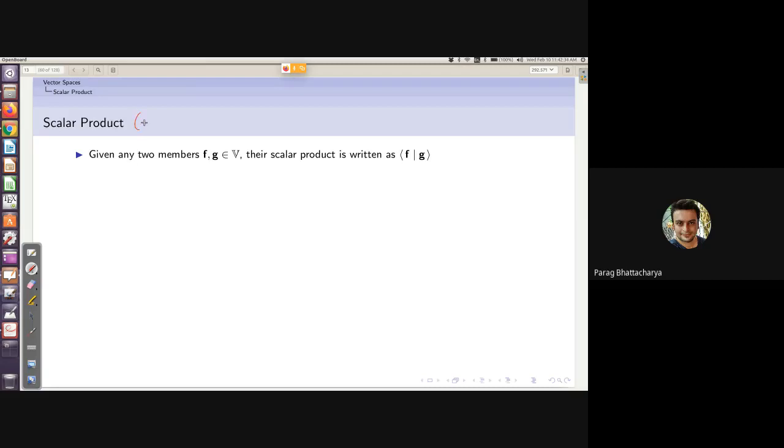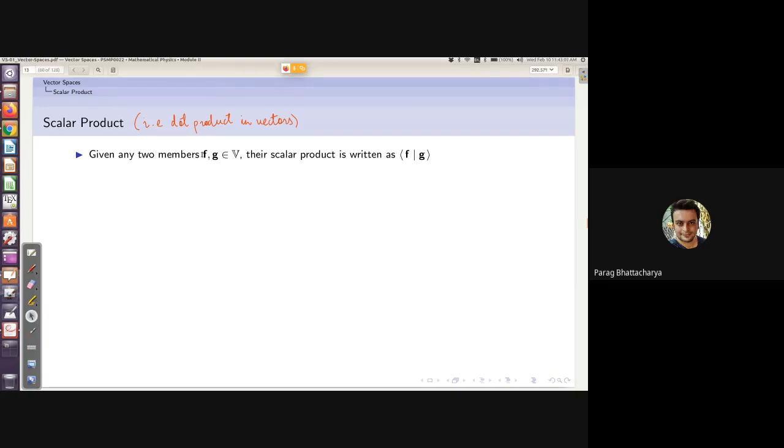In fact, specifically speaking, the dot product is nothing but the scalar product, because this is something that you are familiar with in vectors. Dot product in vectors. Okay, so that's the scalar product.